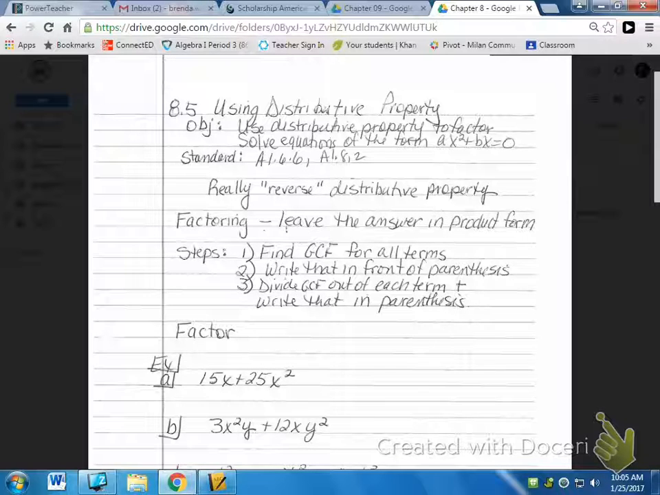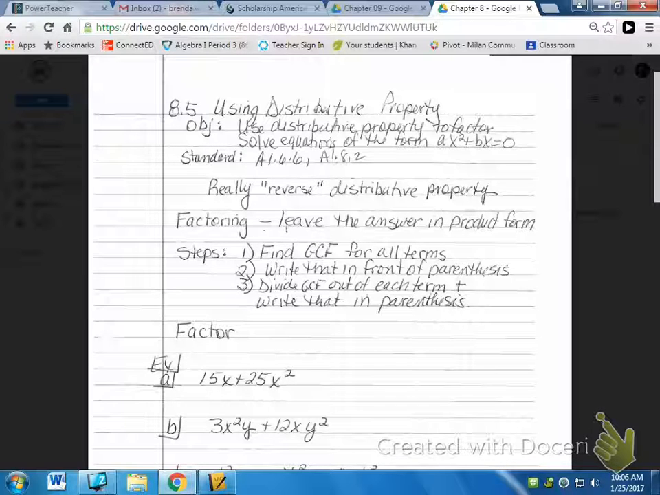Factoring leaves the answer in the product form. What's product usually mean? Ariana? Multiplication. So what's going on here is you're leaving it look like a multiplication problem.